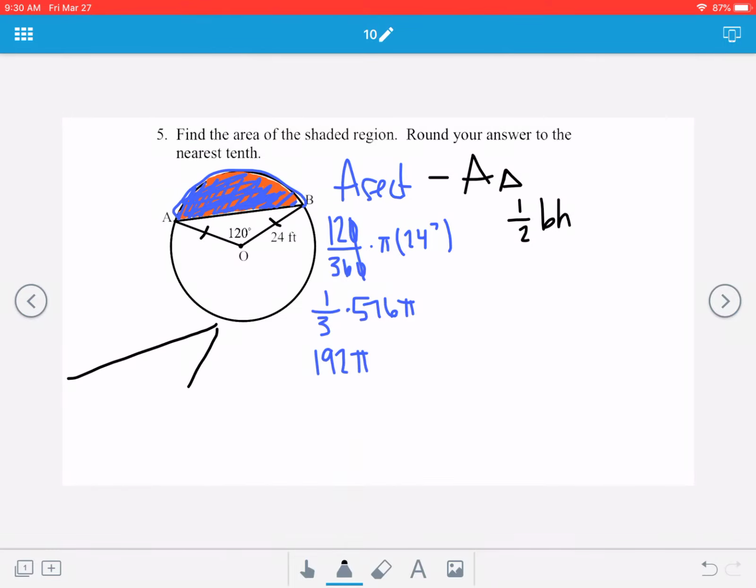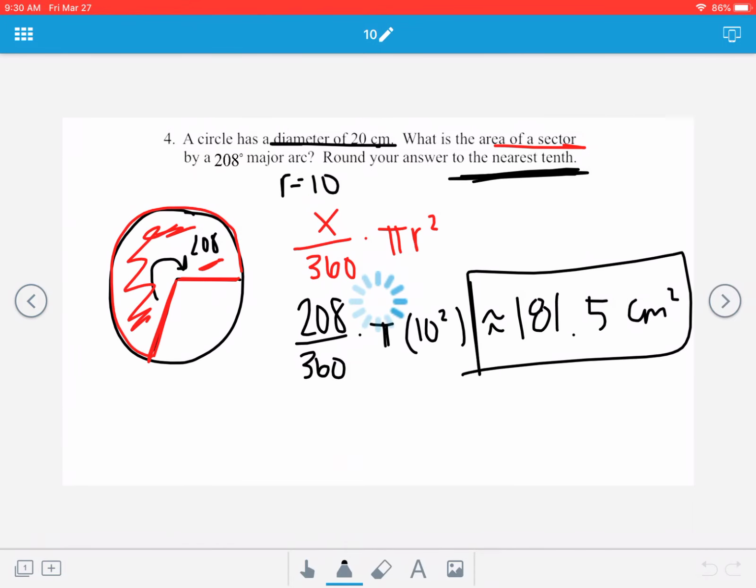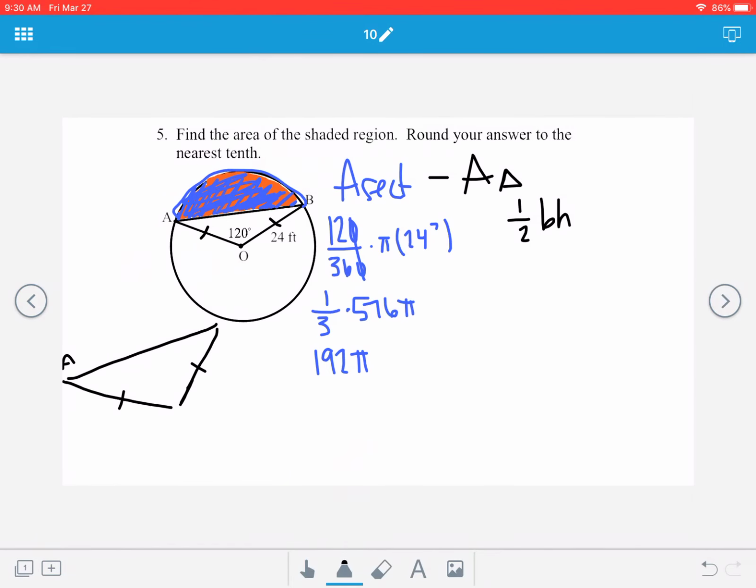I'm going to draw this a little bigger here since I'm on the iPad. Here's A, B, O, 24 feet, 24 feet. This is 120 degrees angle O. I'm not going to write it in there because I don't have a lot of room, but what we're going to do is draw the altitude from O to AB. Remember, altitudes, perpendicular, that's 90. In an isosceles triangle, when you draw it from the vertex angle, that bisects it. So this is 60, leaving angle B over here to be 30 degrees. So now we have this nice little 30, 60, 90.